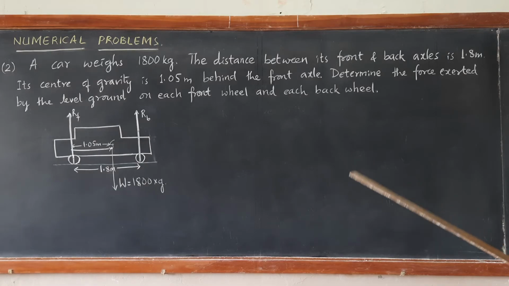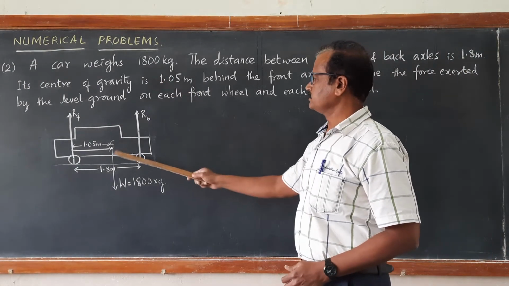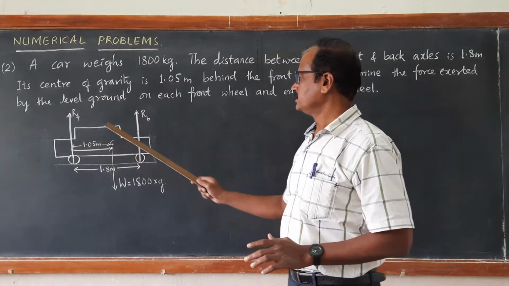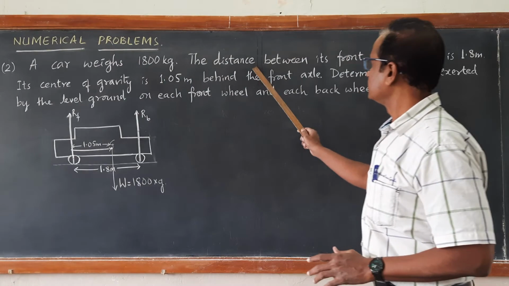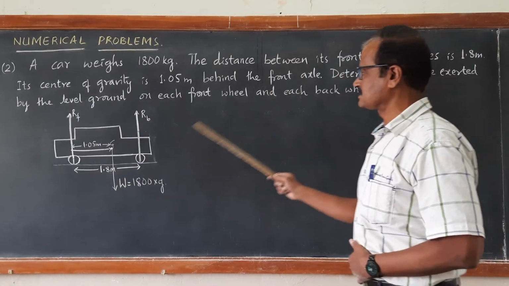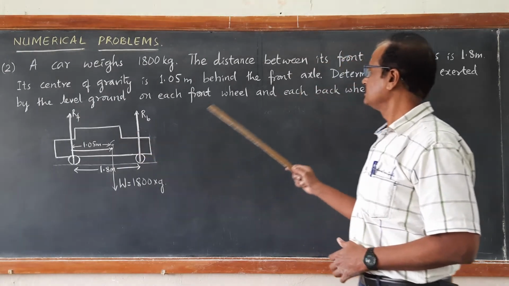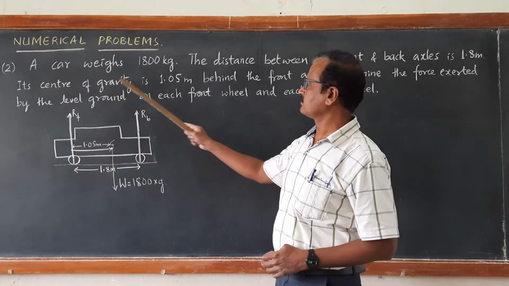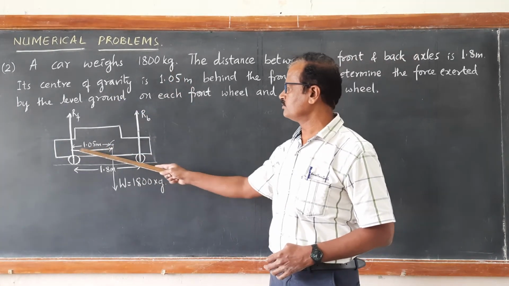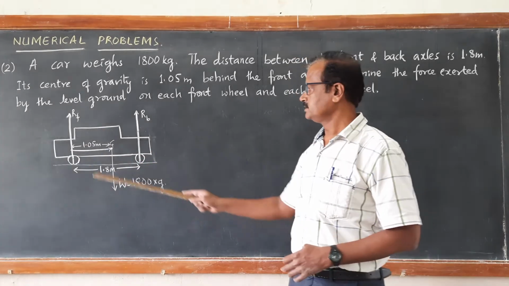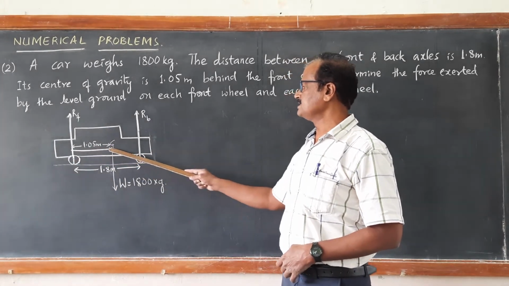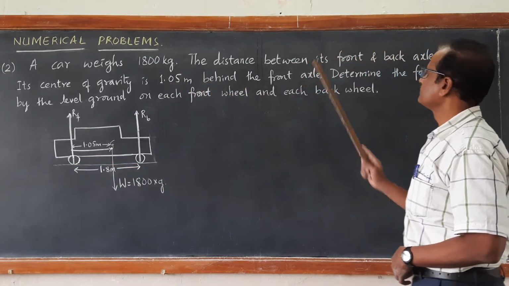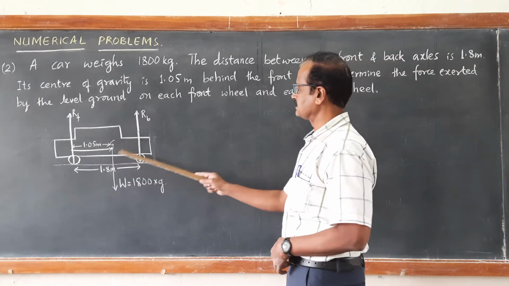Okay, second problem. A car weighs 1800 kg. This is a car. This is the front wheel of the car and this is the back wheel of the car. The distance between its front and back axles is 1.8 meter. And the center of gravity of the car is 1.05 meter from the front wheel, behind the front axle.